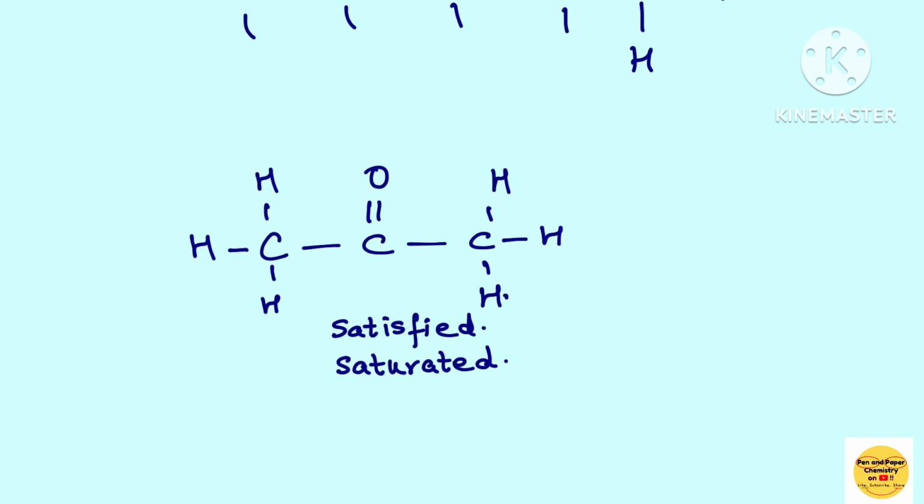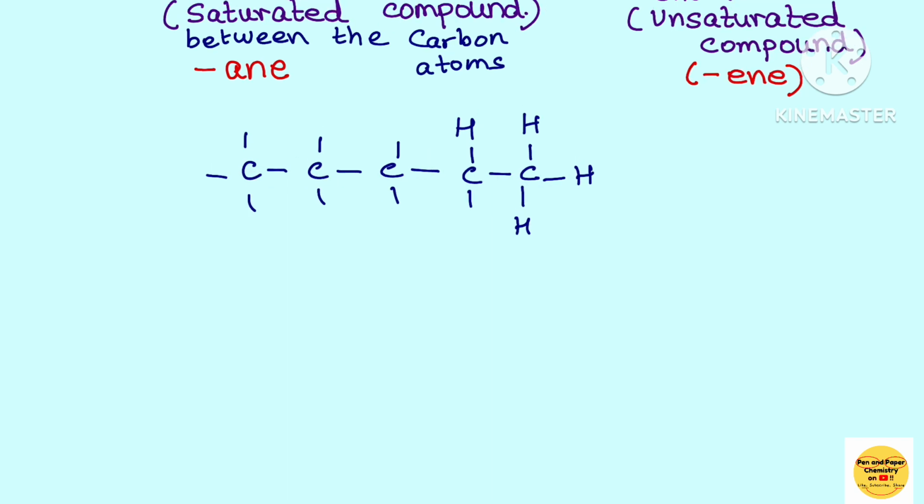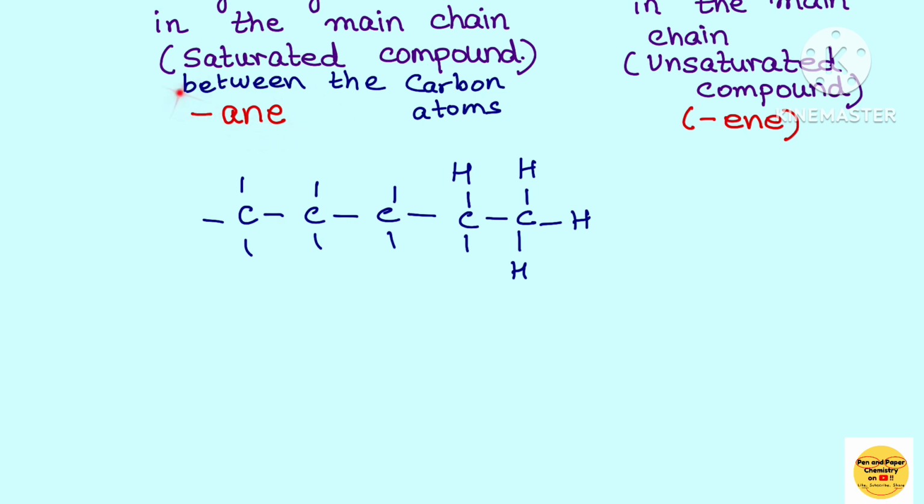All the bonds of carbon are single bonds between each other. I'm not talking about the double bond with any other heteroatom. What's a heteroatom? Any atom other than carbon and hydrogen in the organic compound would be considered a heteroatom. So if you see this compound, there are only single bonds between the carbon atoms. Hence, this compound would be categorized as ane.